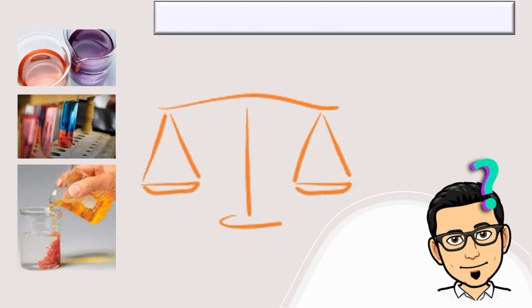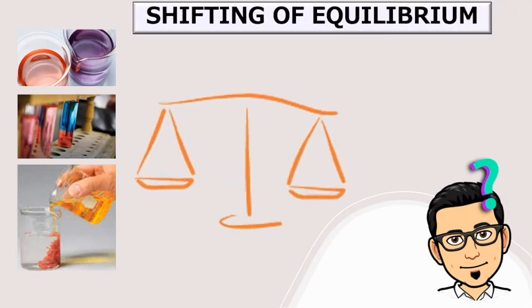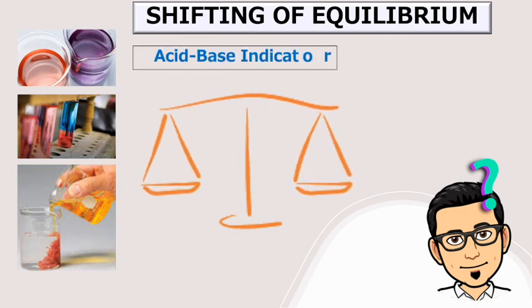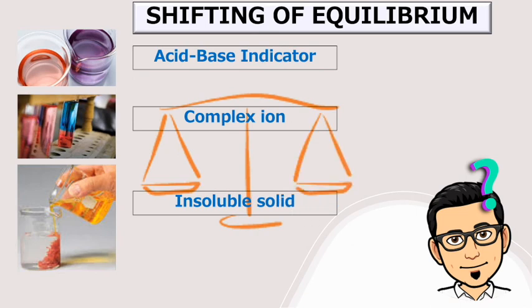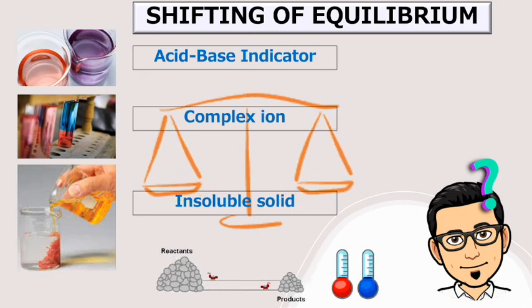In this experiment, the shifting of the equilibrium of an indicator, a complex ion, and an insoluble solid upon the application of different types of stress, for example changes in concentration and temperature, will be monitored.